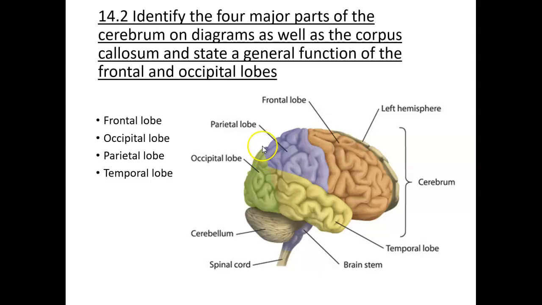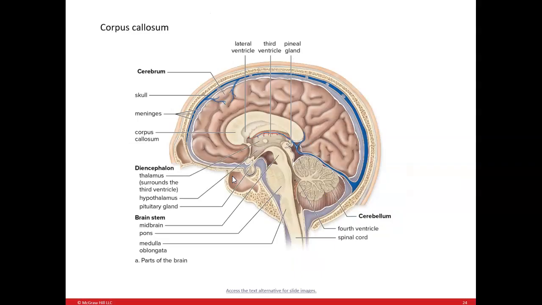So there's four major parts of the brain: the cerebrum, the cerebellum, the brainstem, and inside is the diencephalon. And then there's four major parts of the cerebrum: the frontal lobe, the temporal lobe, the parietal lobe, and the occipital lobe. So be able to identify those on pictures.